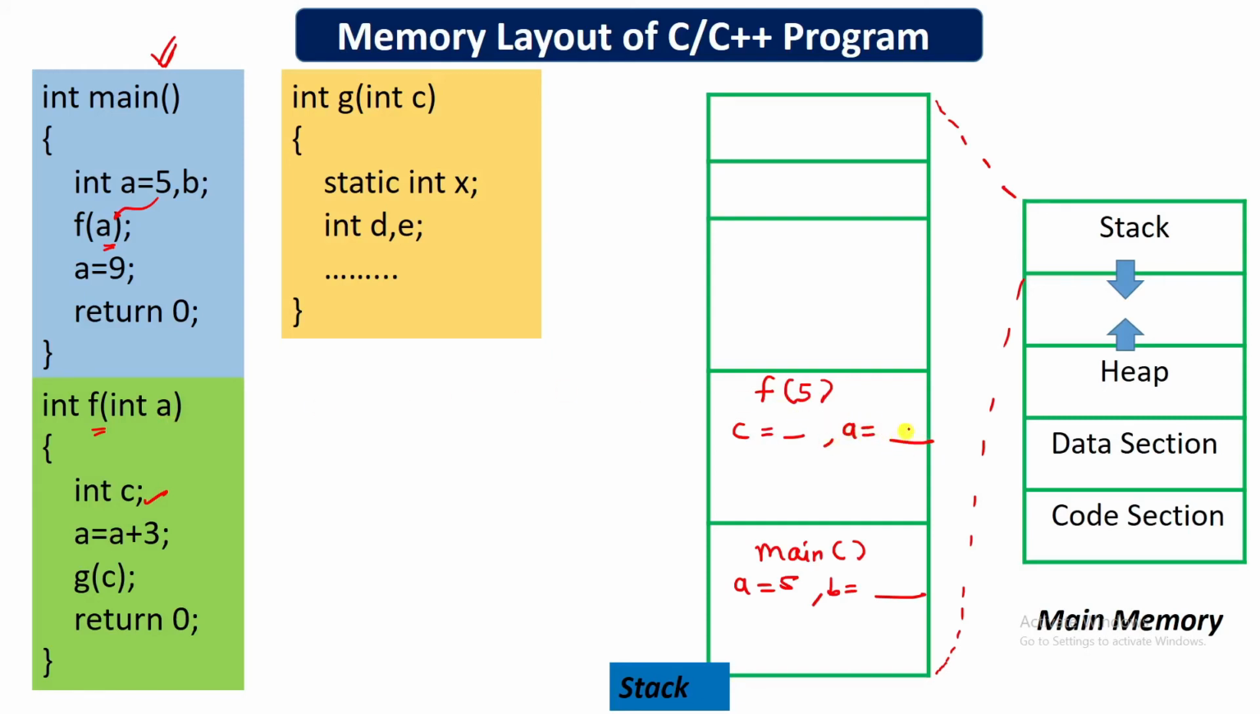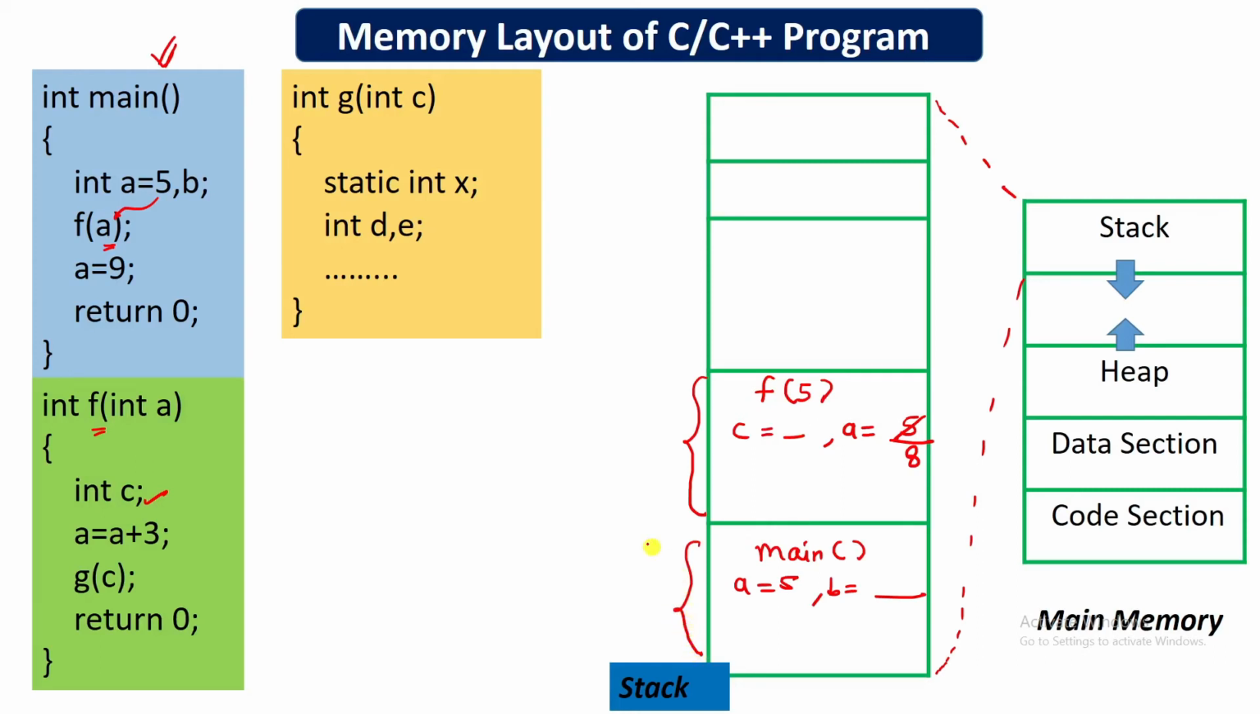So a has what value? 5, right? Now this all will be done: a equals a plus 3. So basically here a will be incremented, and a will be 5 plus 3, which is 8. Now this is all the information of the f function, and this is all the information of the main function.